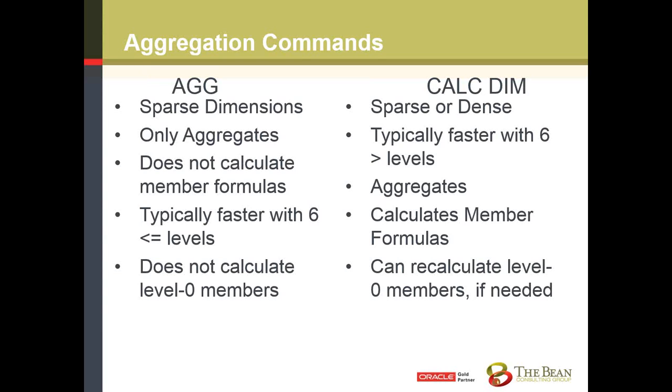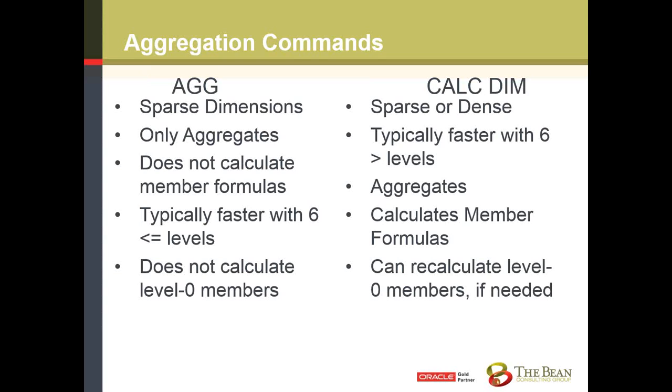An agg command operates only on sparse dimensions. It's only going to aggregate the data. It will not calculate any member formulas. It typically runs faster than a calcdim when you have less than about 6 levels within the dimension that you're aggregating. And it will not calculate any level 0 members.